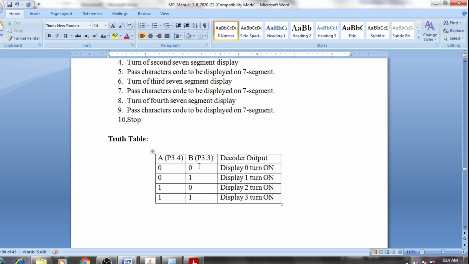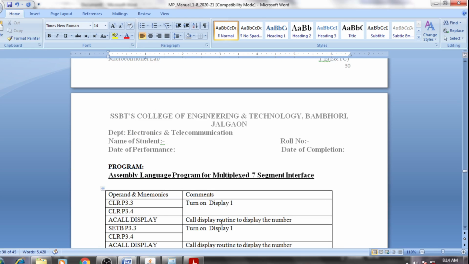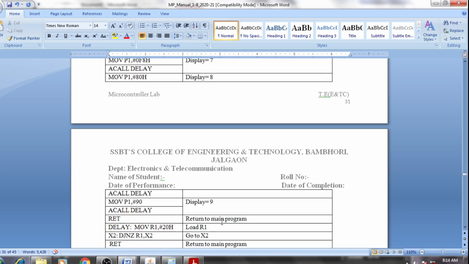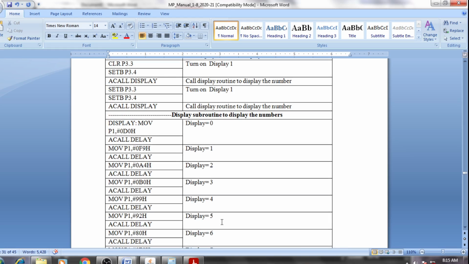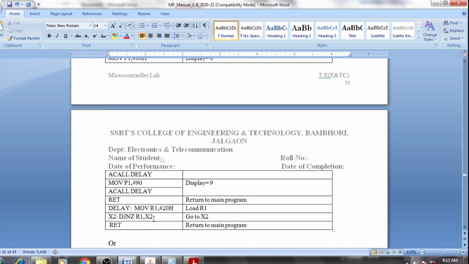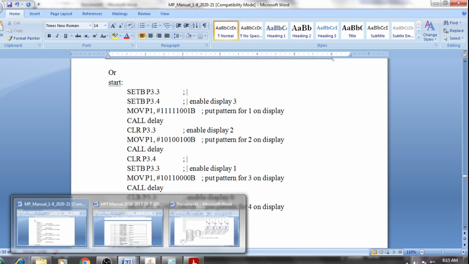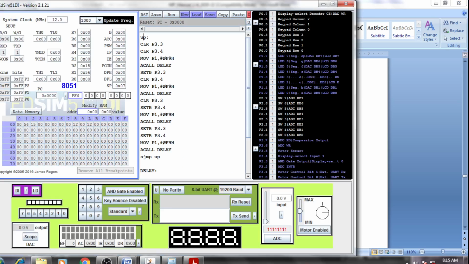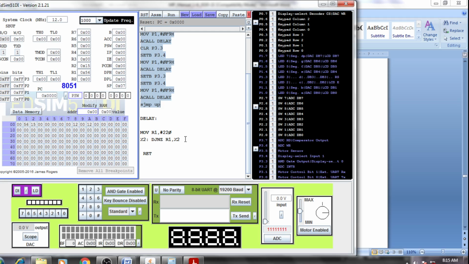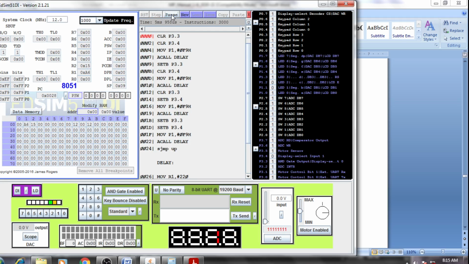As this is a simulator, now I am copying this program onto the simulator. Whatever program I have given you, I have given you two sets of programs. The first set of programs is displaying the digits, and the second set of programs is displaying the number 1 2 3 4. So for demonstration purposes, I just put one of them over here. I just copied that program, and here I introduced some amount of delay also.